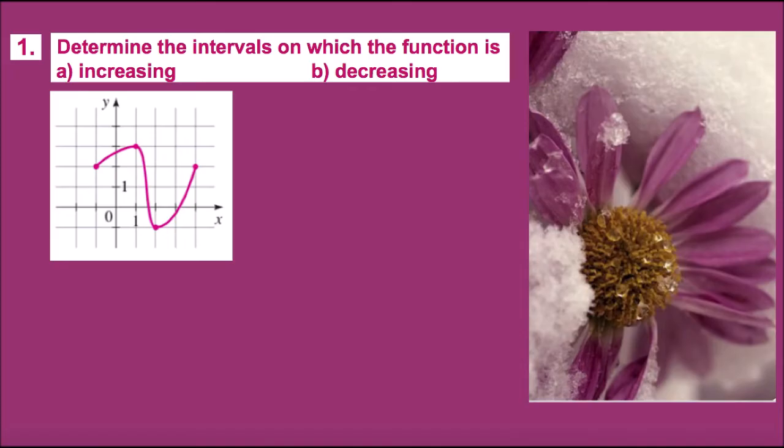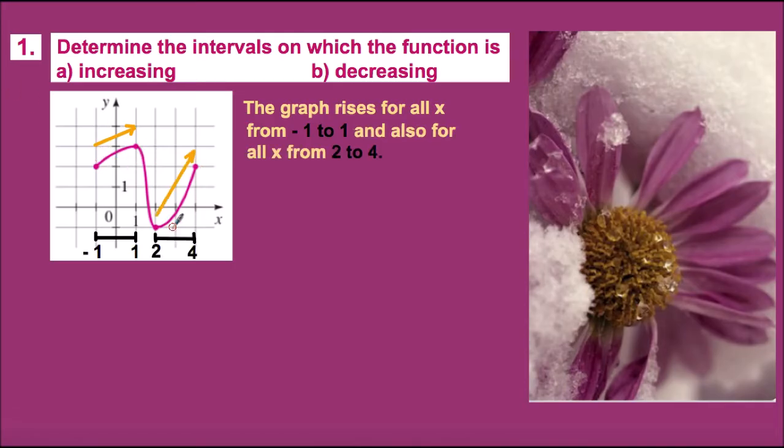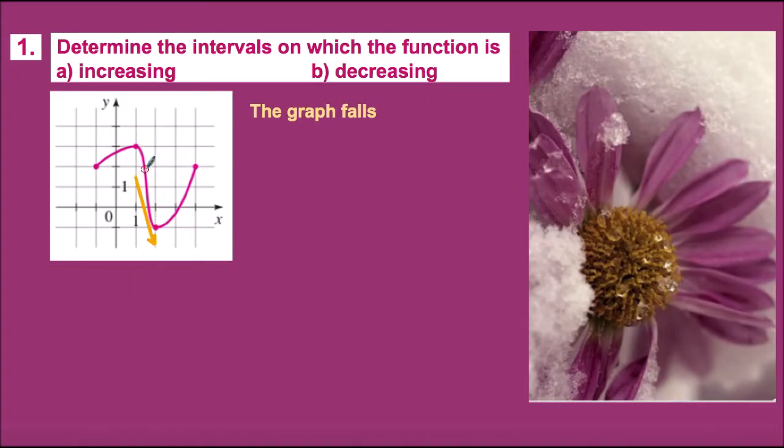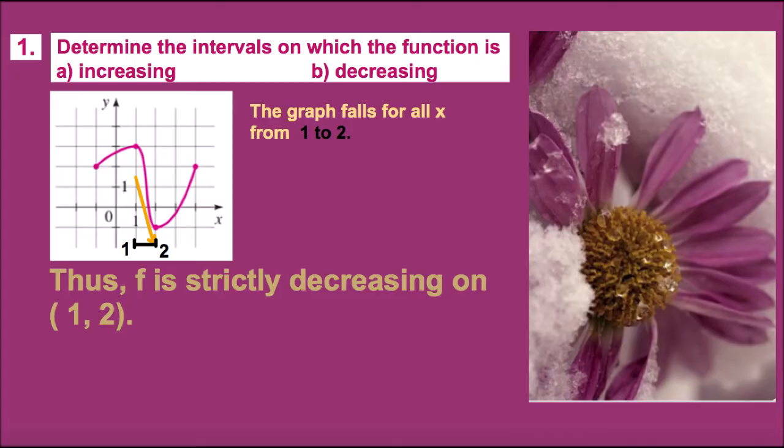Determine the intervals on which the function is a) increasing and b) decreasing. The graph rises for all x from -1 to 1, and also from all x from 2 to 4. Thus, f is strictly increasing on open interval (-1, 1) united with open interval (2, 4). The graph falls for all x from 1 to 2. Thus, f is strictly decreasing on open interval (1, 2).